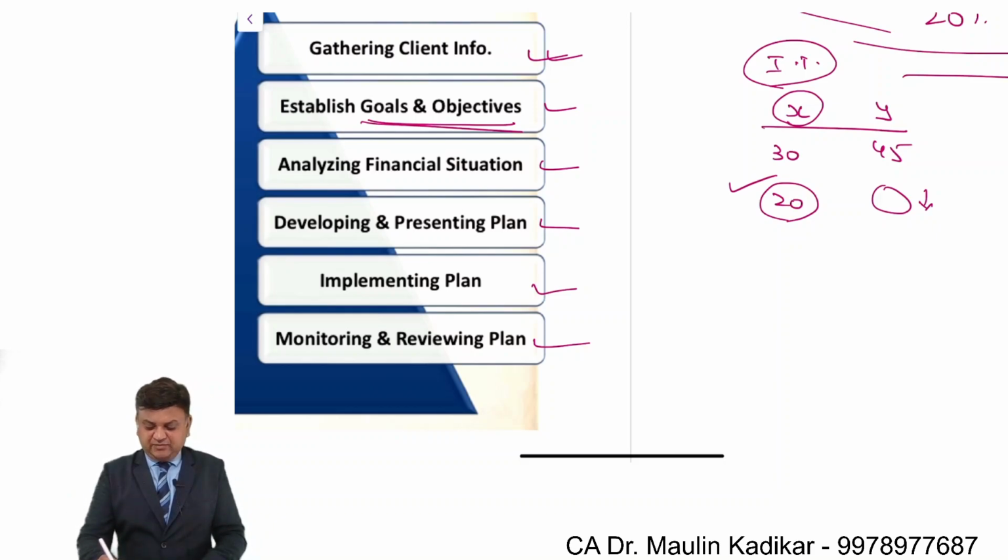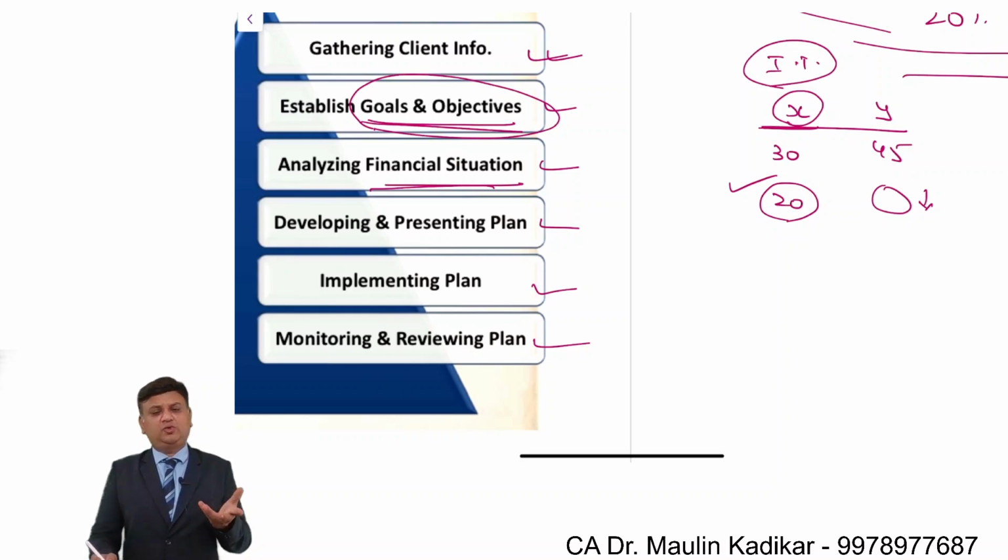So, whatever the equity investment of Mr. X should be more in the large cap if at all his risk bearing capacity is less. That is what it says. Analyzing the financial situation, whether he has his own house or not, something like that. Developing and presenting the plan.